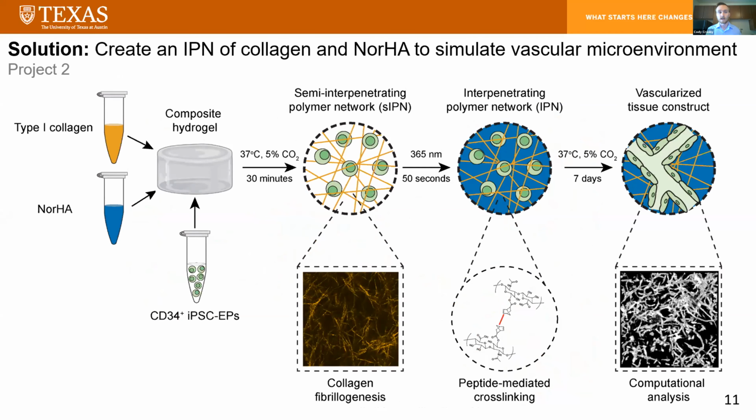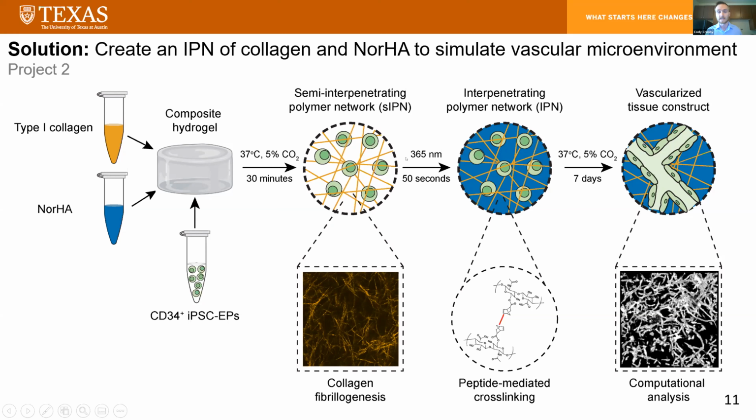So we combined NORHA with the material we used earlier, type 1 collagen, to create these composite hydrogels. The main goal of these composite hydrogels was to create very tunable angiogenic microenvironments. We've created something known as an interpenetrating polymer network. The collagen and NORHA were cross-linked independently and interwoven. However, they're not chemically bound to each other, which means it's impossible to disentangle the two without breaking bonds, but they're also not chemically interacting.